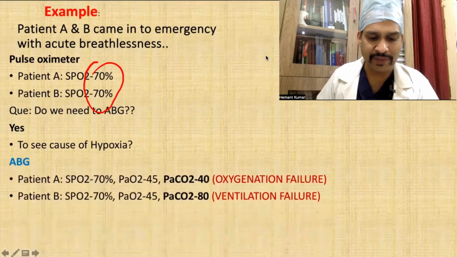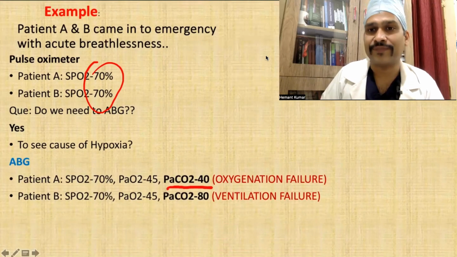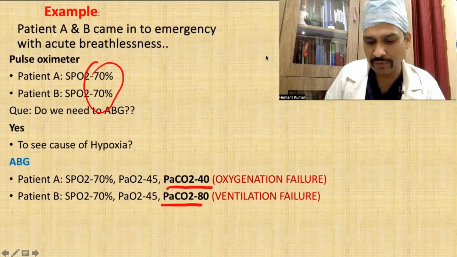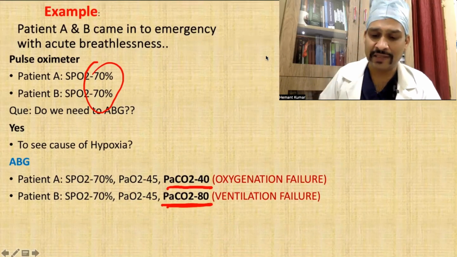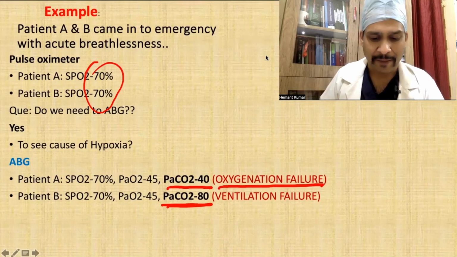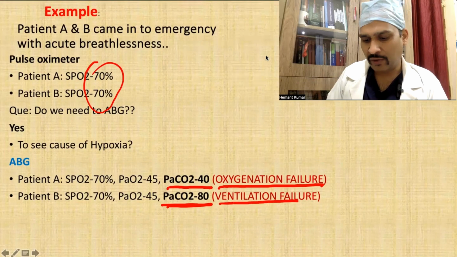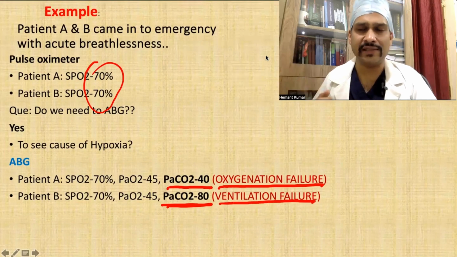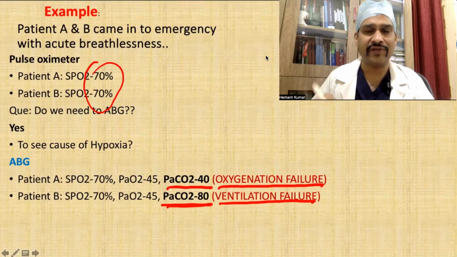And surprisingly, patient A has a PCO2 of 40 and patient B has a PCO2 of 80. So it means patient A has oxygenation failure because of VQ mismatch, but patient B has hypoxia due to ventilation failure. The cause of ventilation failure may be something else, like chest wall fatigue, muscle fatigue or kyphoscoliosis, whatever it is, but it is due to ventilation failure.